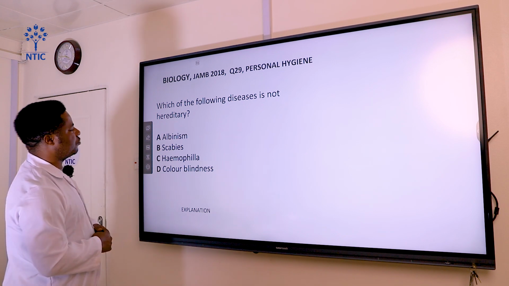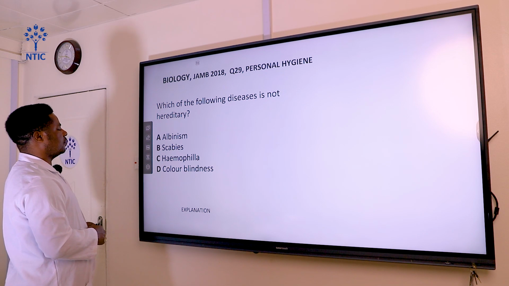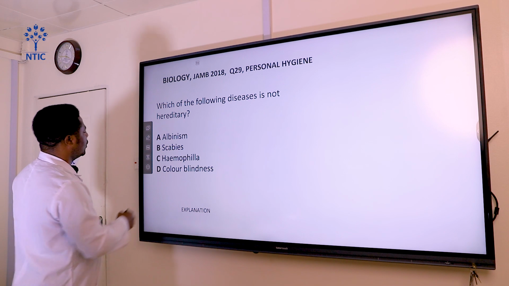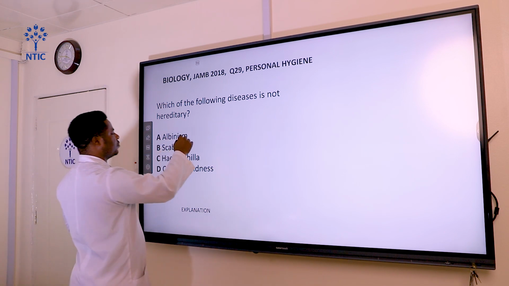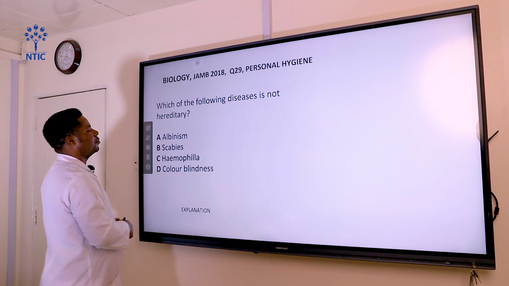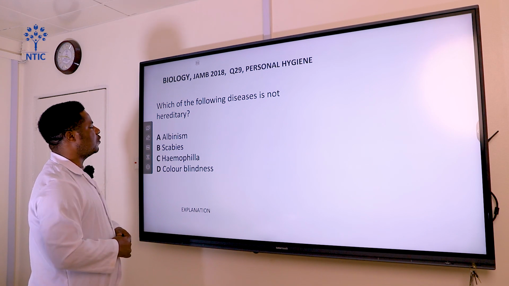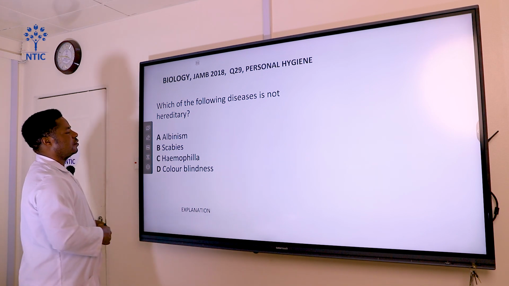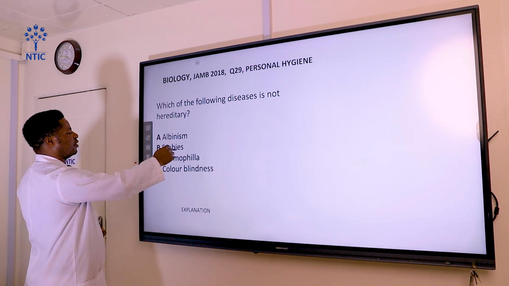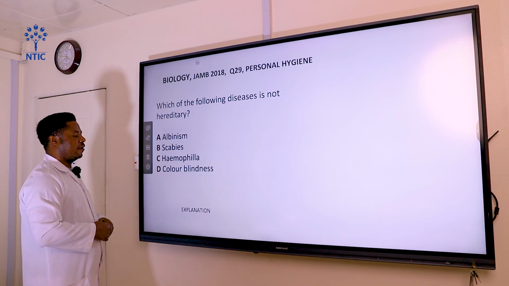Okay, the next question. Which of the following diseases is not hereditary? Which of these diseases is not hereditary? Okay, now look at this. Some of these diseases are sex-linked diseases, and some are just caused by some vectors. And this one, for example, scabies, is not a hereditary linked disease.